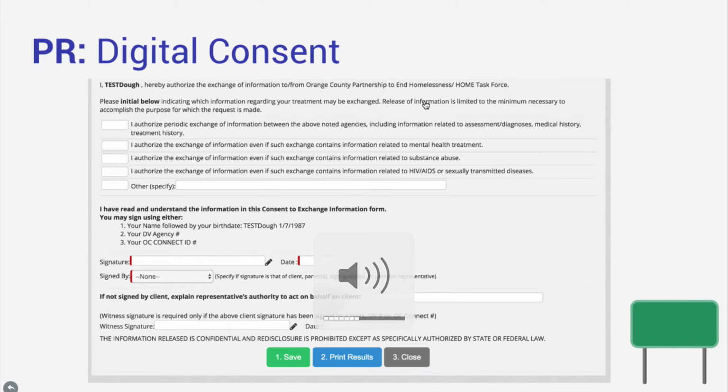And some folks also want to give other parameters around what is okay to discuss. Some people have said it's okay to discuss anything related to my housing, but not anything beyond that. Other folks have said, I really don't want anything discussed about my interactions with a certain service provider. And so people can place other parameters around their consent in that final box.